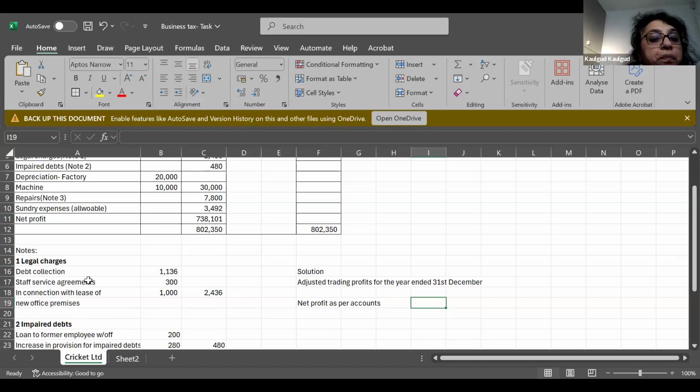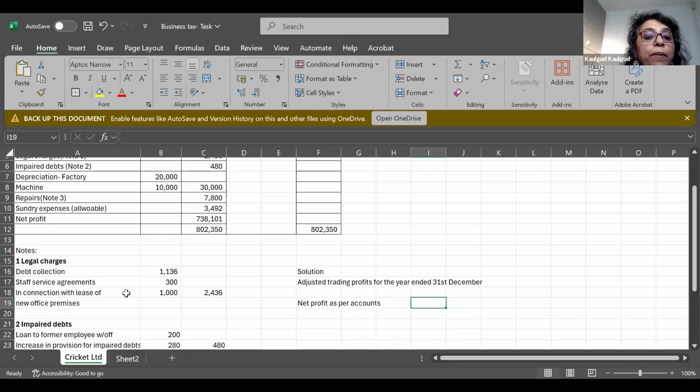Okay. So debt collection. I don't know if you remember, legal charges related to debt collection. Debt collection is related to your trade, isn't it? So it is an allowed expenditure. Staff service agreements are related to employee contract agreements, so that is also allowed. In connection with lease of new office premises: a new office premise is a capital expenditure, which is not allowed. So the 1,000 is disallowed.